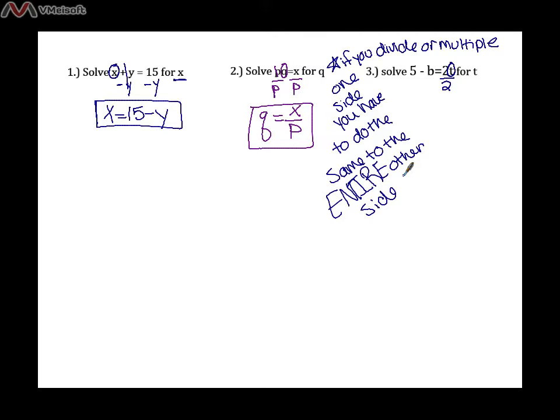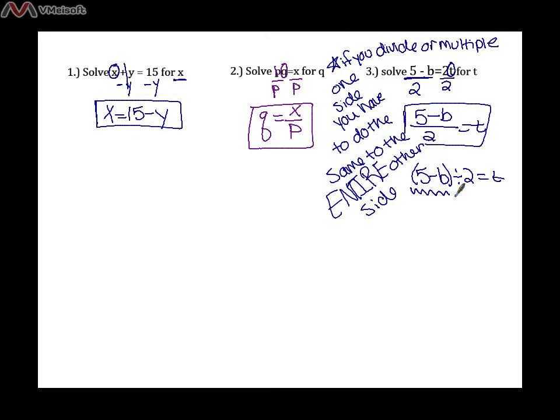So to divide this entire side, I'm just going to put a division sign under the entire thing and divide it by 2. So I have 5 minus b all divided by 2 equals t. If you're working ahead, you might have written in parentheses 5 minus b divided by 2 equals t, because that means the entire left-hand side is divided by 2. But this is definitely the better notation for it.